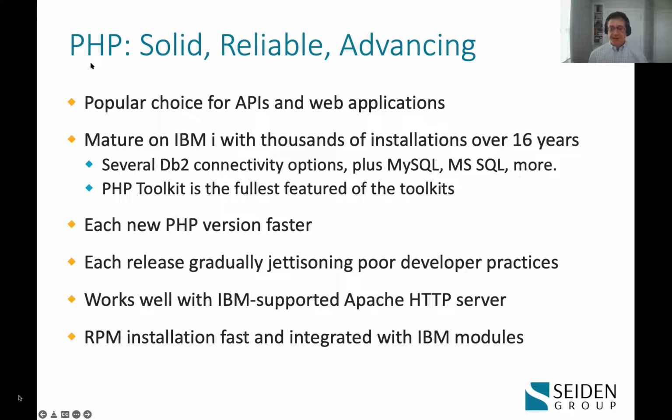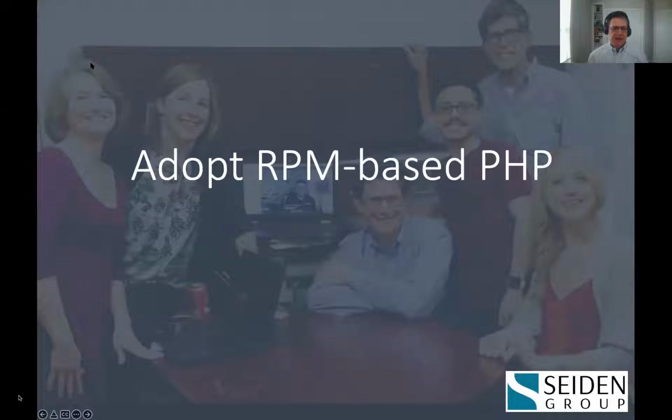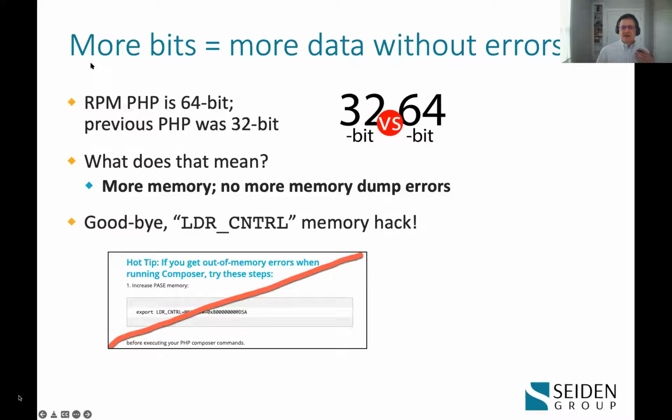PHP works well with the Apache web server, and now some of you have heard the RPM installation is really fast. The installation itself is fast, easier to update, and the code itself runs faster. That's a really good thing that we're excited about. It's about adopting RPM-based PHP, and this is just IBM's way now to install open source software.